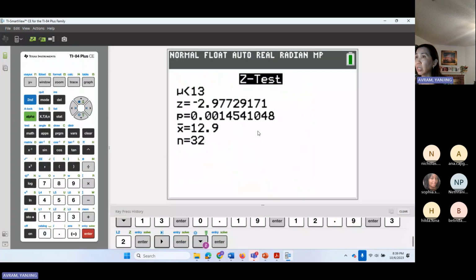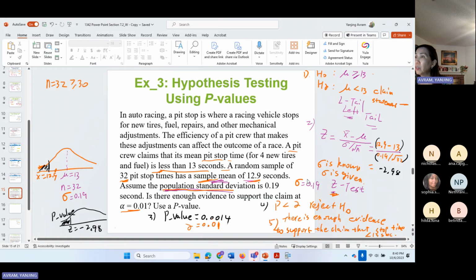You can use the calculator. The good news of using this one is that the z-score pops out automatically and it also gives you the p-value. After that, you still need to come back to be able to answer this question.